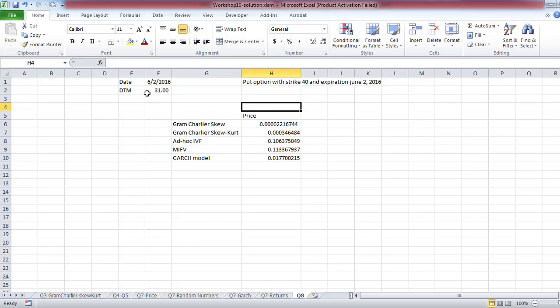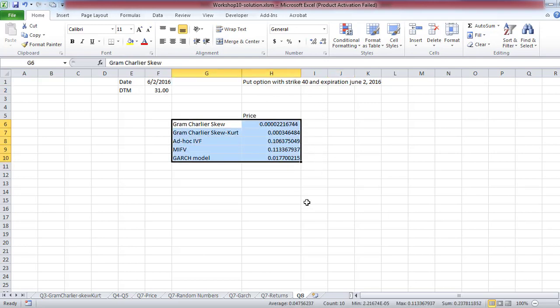Finally, in Q8, what we do is, what happens if we introduce a new option? So this option is going to expire in 31 days, and it has a strike of 40. And then under each model, you can go and price. Now, this is a very difficult option to price because of the strike. It's very out of the money. It's a put option and so on.